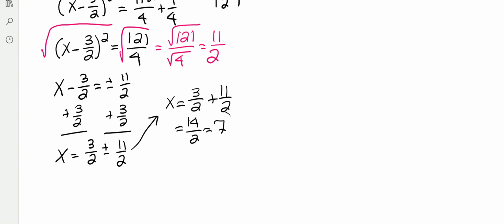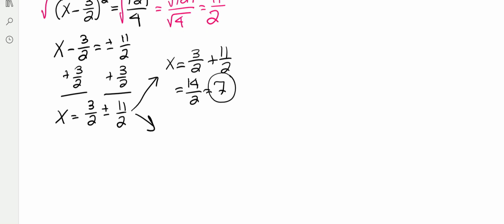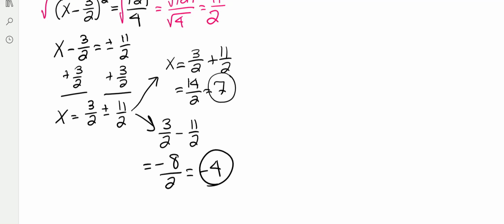All right, that's our first answer. Let's do the second one. We'll have 3 halves minus 11 over 2. We have a common denominator, so 3 minus 11 is negative 8 over 2, and negative 8 over 2 is negative 4. And so those are our two answers for that one.